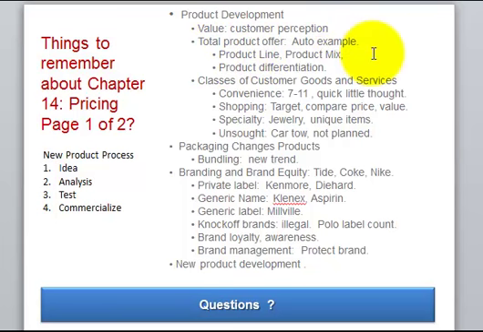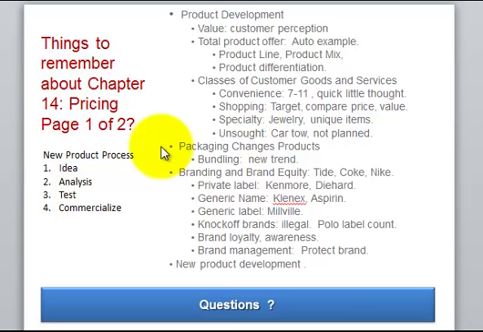Your total product offering is all the product line, the product mix, and how you're differentiating your product. There are different classes of customer products. There's convenience items, shopping items, specialty items, and unsought items like car towing and things like that that I wasn't expecting to purchase. Different strategies for different classes of customer products.